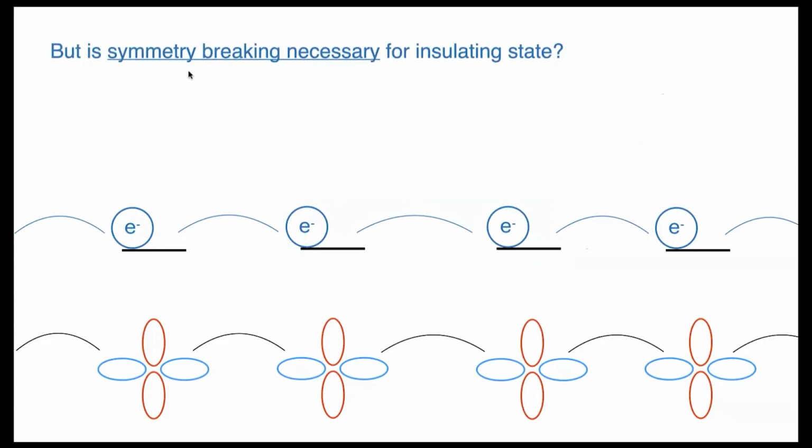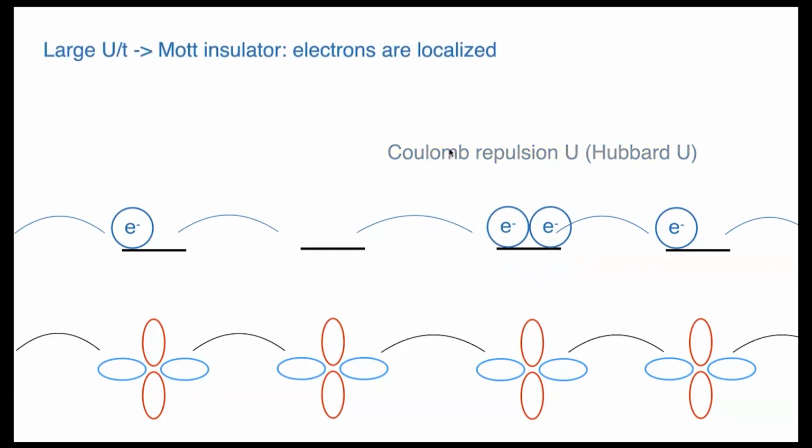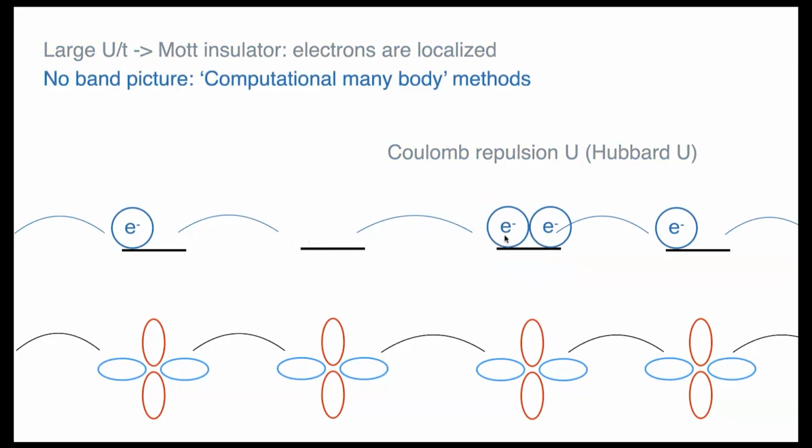The question, though, is symmetry breaking really necessary to obtain an insulating state? Intuitively, the answer is obviously no, because if you have some atoms very far apart, you just don't have a metal, obvious, right? And one way to think of this is to think of the Coulomb repulsion U, or Hubbard U, between the electrons, right? So there is a cost for the electrons to hop from one atom to the other, especially as you pull the atoms apart, right? So large U over T, where T is the hopping, leads to a Mott insulator. Electrons are localized on the atoms.